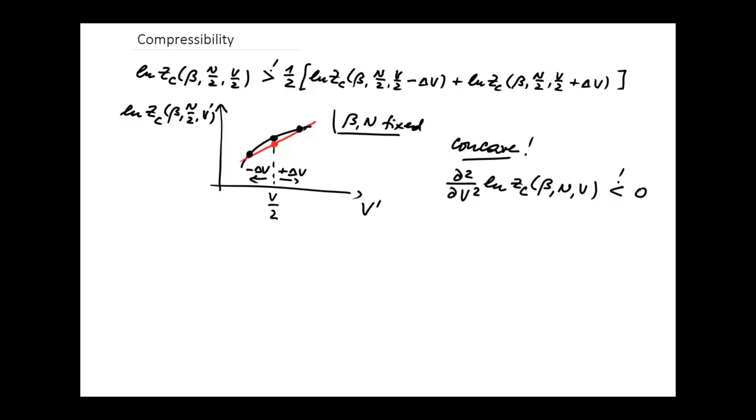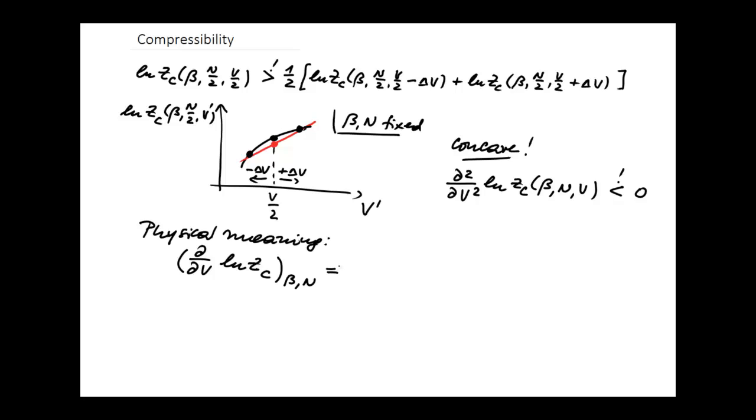What is the physical meaning of this condition? We had seen in the case of entropy as a function of energy that the physical meaning of the concavity condition was that the specific heat has to be non-negative and finite. Let's see what the physical meaning of this concavity condition is. Remember the meaning of the first order partial derivative of the log of the canonical partition function with respect to volume at fixed inverse temperature and particle number.